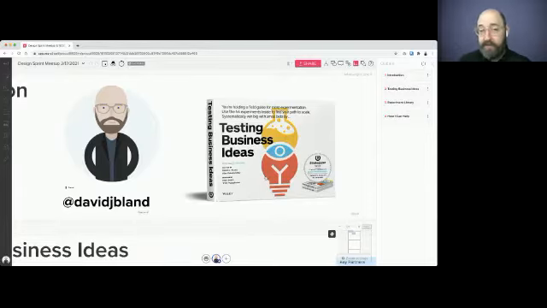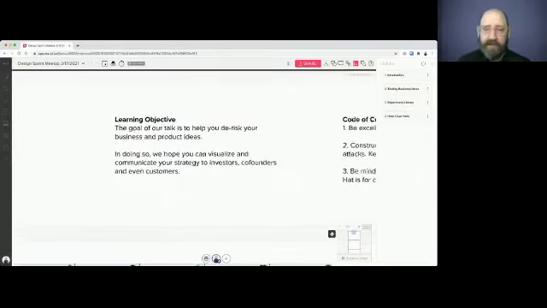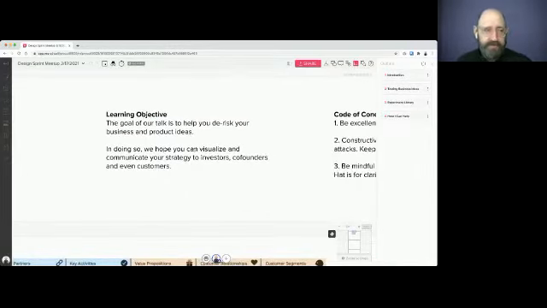And so that's why we wrote the book. We just kept running into teams who lacked options, and we just wanted to give them something very actionable to actually use as a recipe. The goal for this one today for me is basically help you de-risk your business and product ideas. It goes really well with the sprint process.